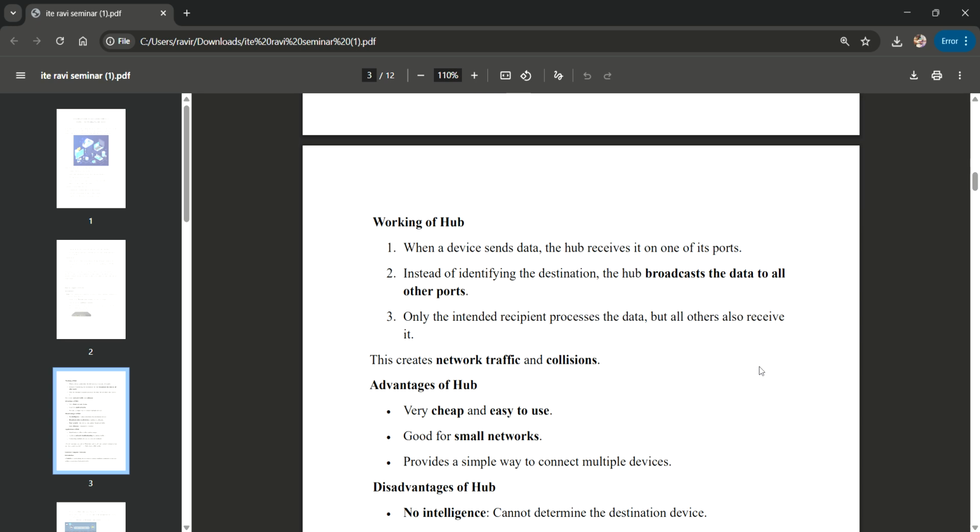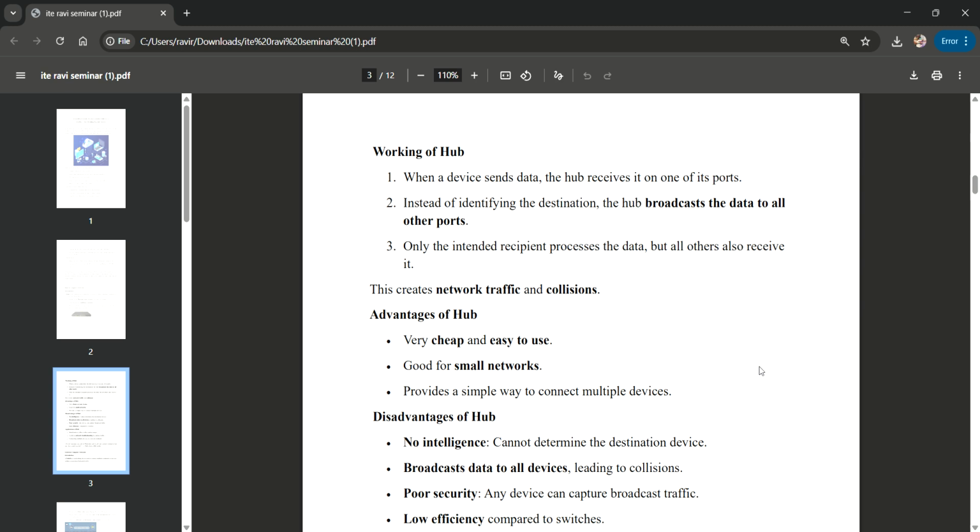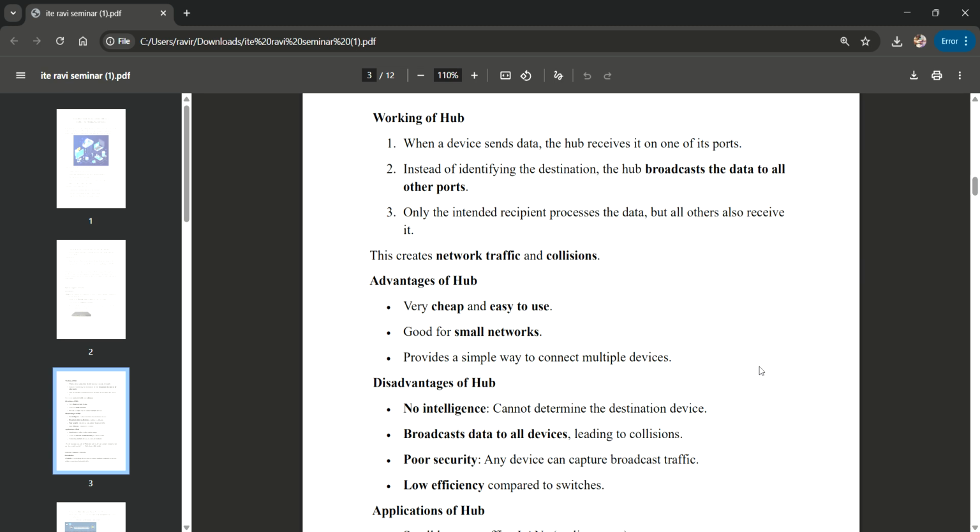So advantages of hub is that it is very cheap and easy to use. It holds good for small networks. It provides a simple way to connect multiple devices in the network.